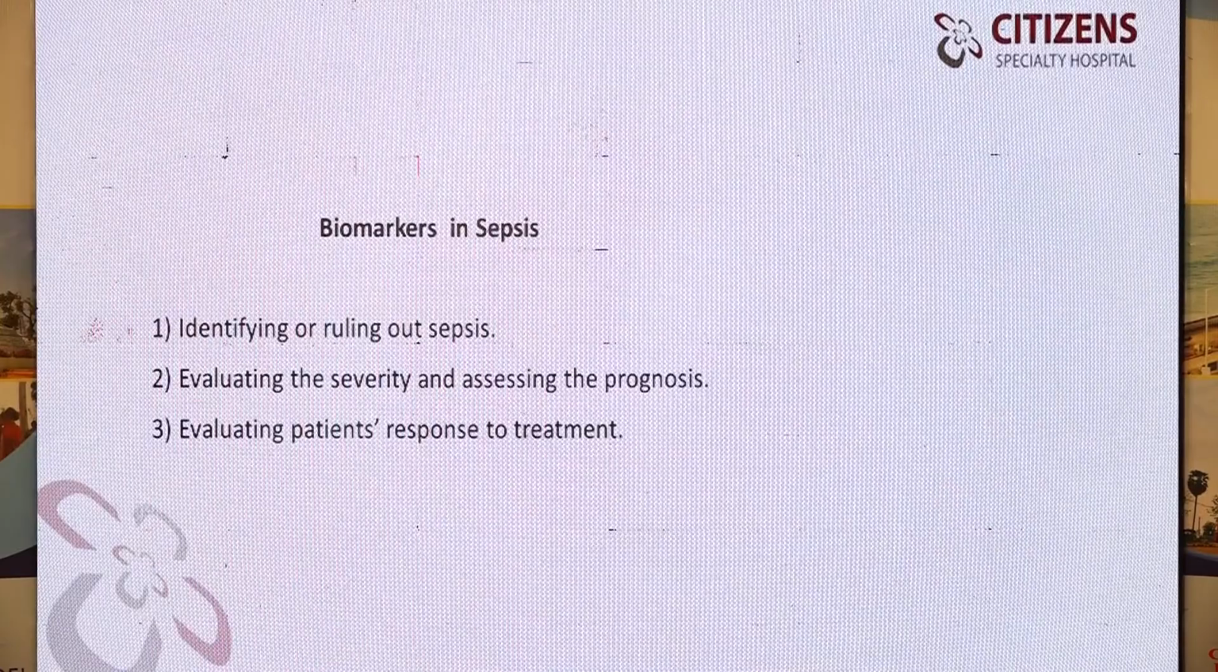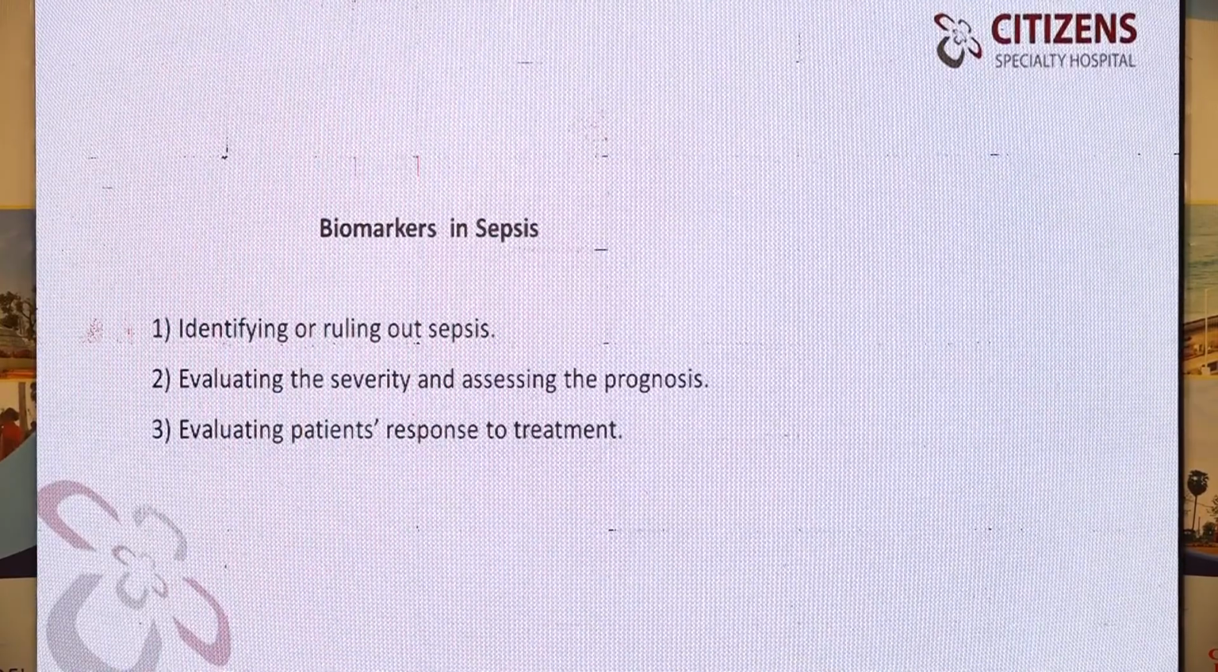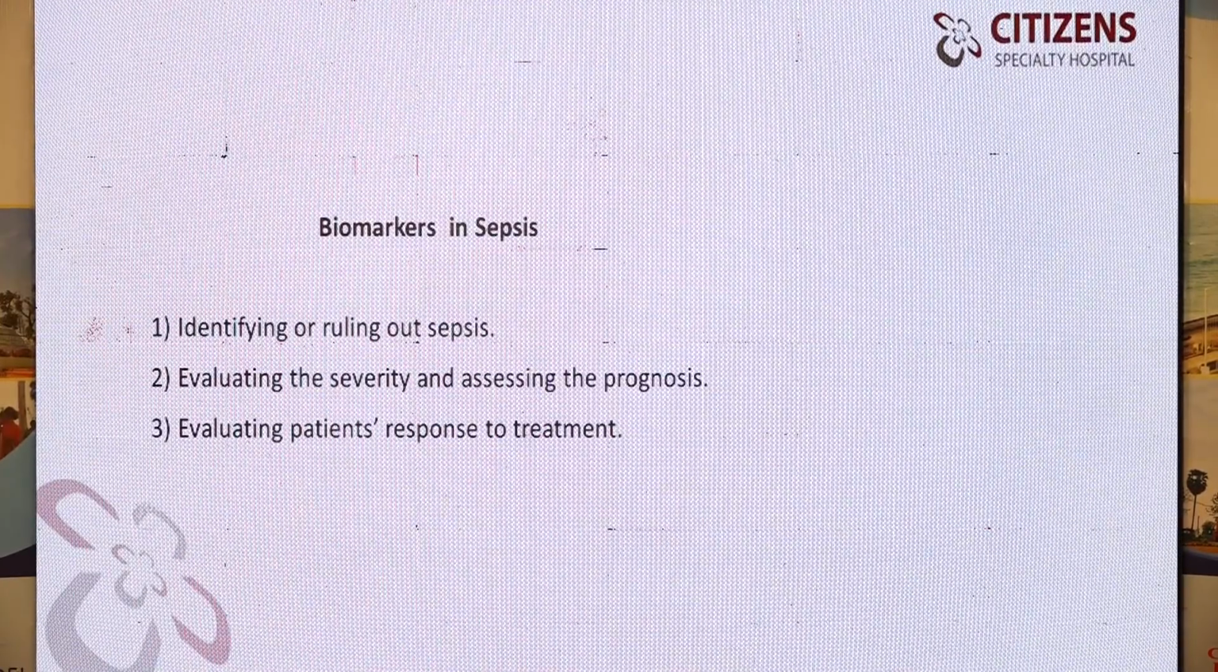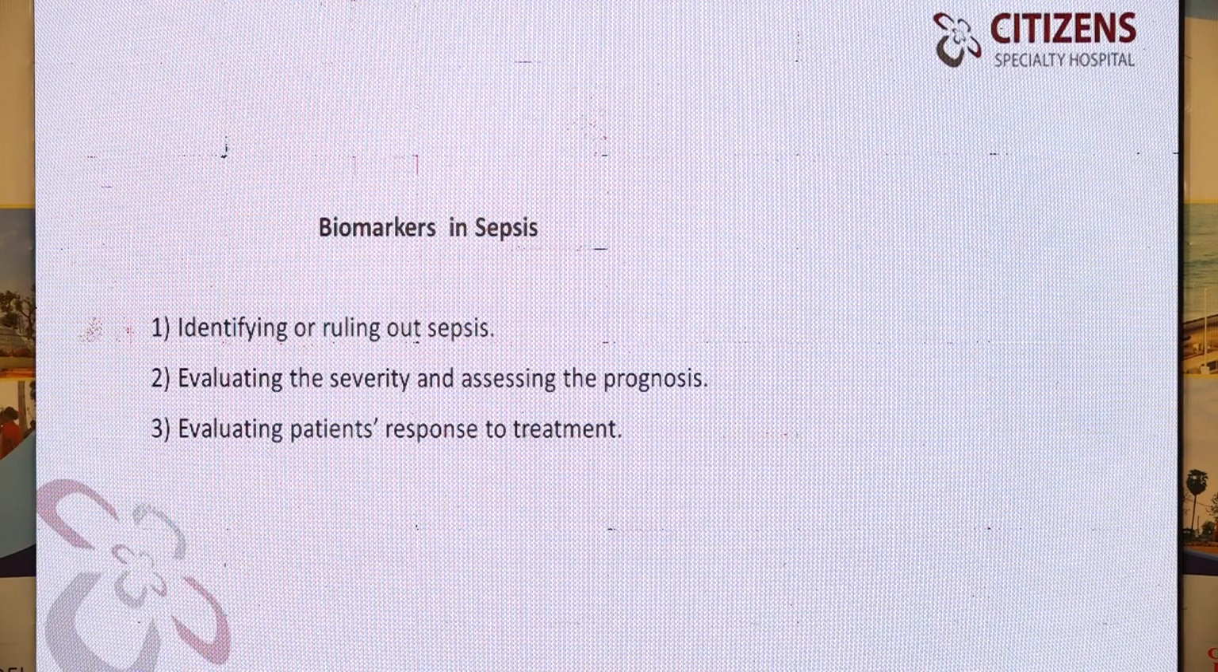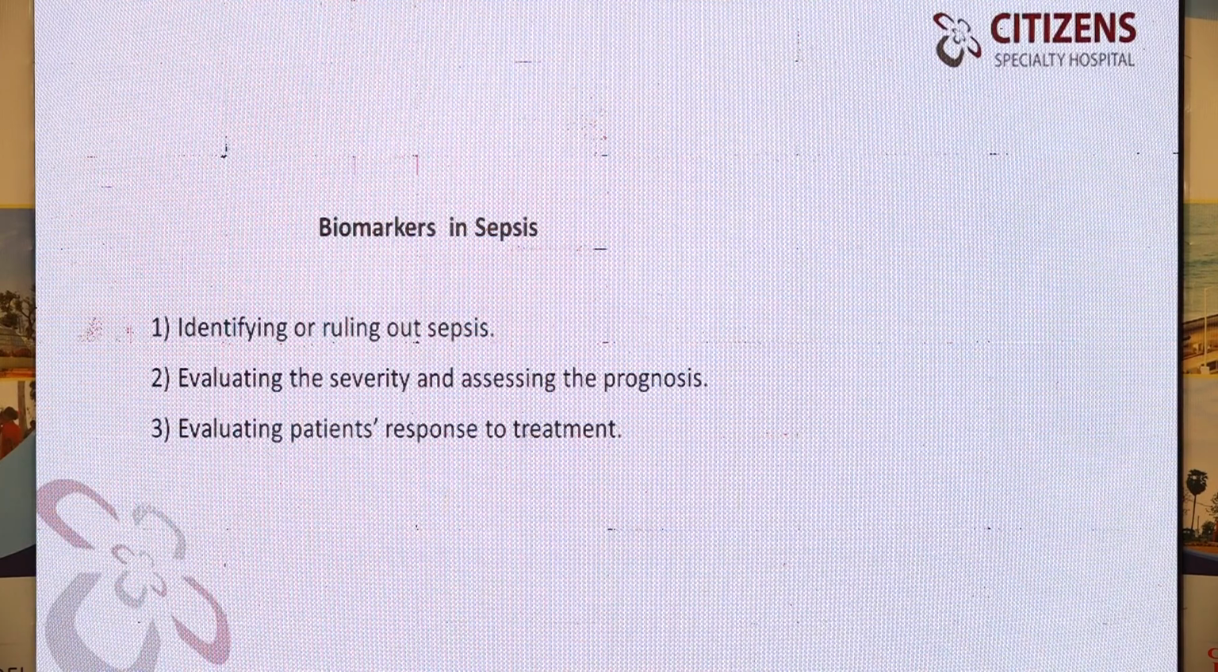So, biomarkers in sepsis, we need them for identifying or ruling out sepsis, evaluating the severity, assessing the prognosis, and evaluating the patient's response to treatment.